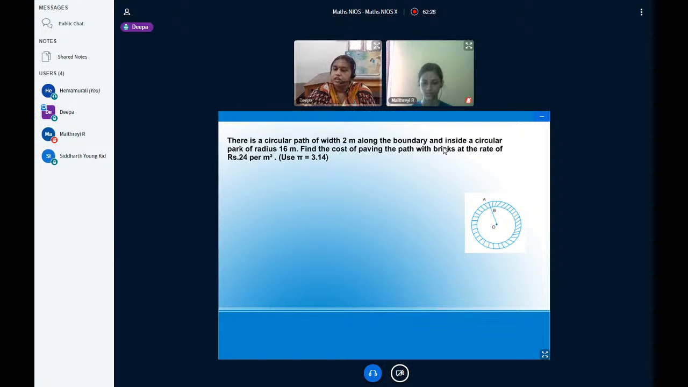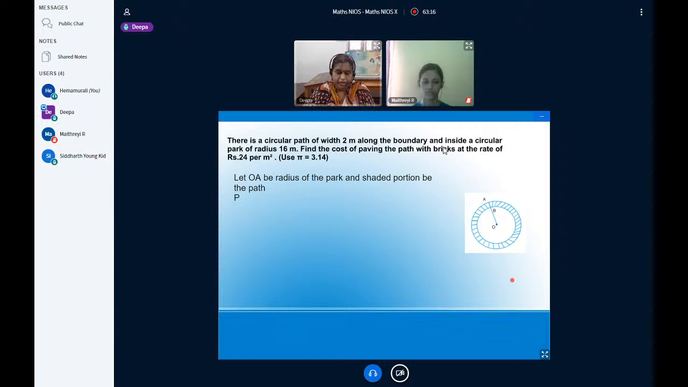Okay, then I'll start doing. Let OA be the radius of the park. This one is the radius of the park, which is from the center point to the outer circle. Okay, and the shaded portion be the path. This shaded portion is the path.